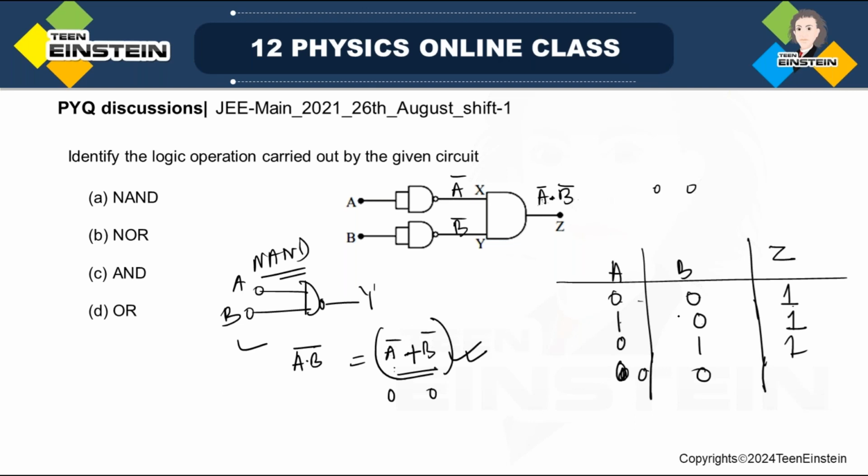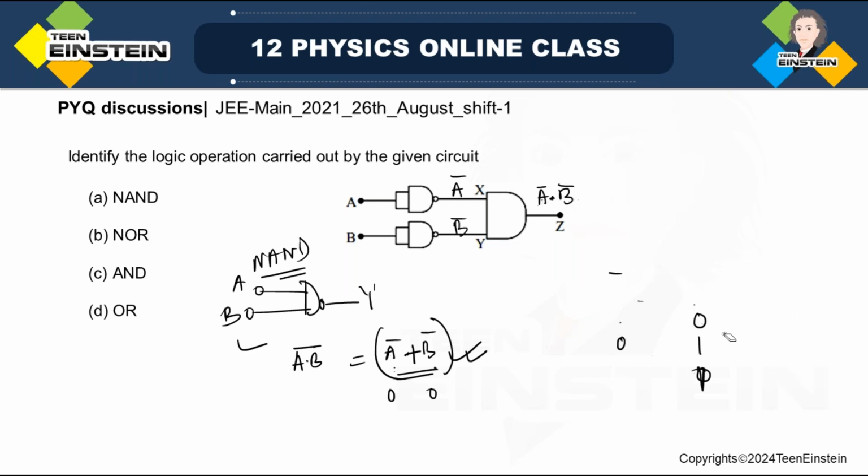Okay, 1 1 you are getting that. But if both are 1 1, you will get 0. This is what, if one among them is 0 or off, you will get output in case of NAND. Okay, so this is not NAND anyway, you can understand that. So it is not NAND. Okay, now we'll check with NOR.